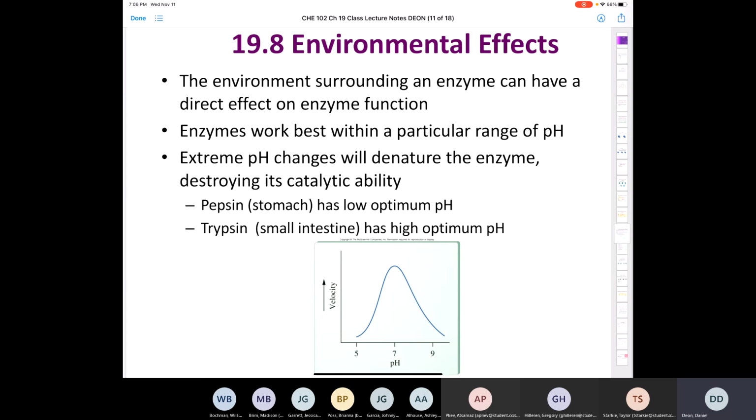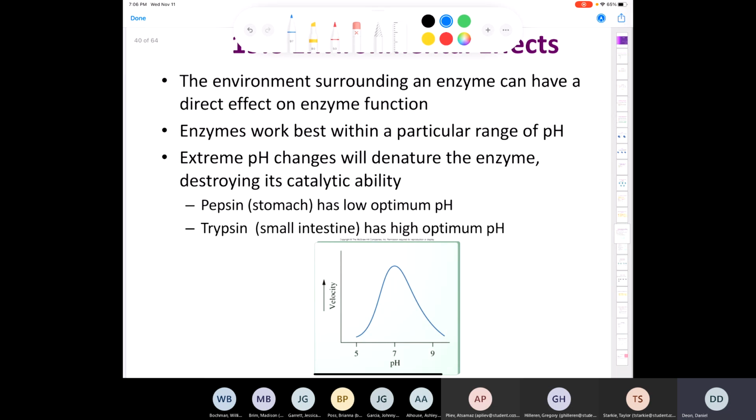Enzymes, in fact, work best within a particular pH range. Extreme pH changes will denature the enzyme. That just destroys it. Then it's not going to be able to do anything. Some examples of enzymes that have optimum activity in different pHs would be pepsin and trypsin. They're both proteases. They're both enzymes that catalyze the hydrolysis of proteins.